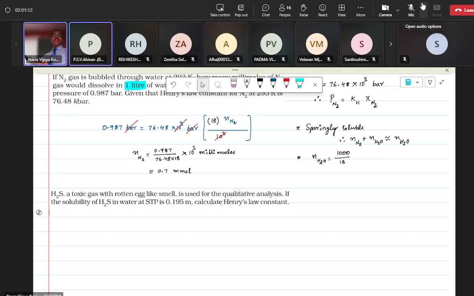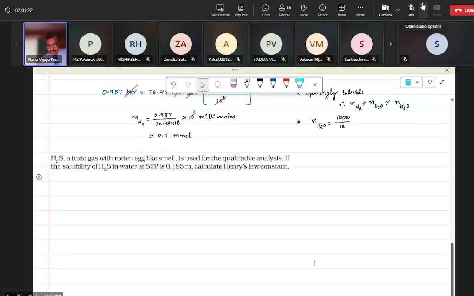Sir, 5.12 atmosphere. Hey, don't tell the answer by checking from the NCERT textbook. Sir, no, sir. Good. 5.12 atmosphere per mole, sir. He is saying 5.12 atmosphere per mole. He is giving that as the answer. Let me solve. What do you mean by molality, sir?